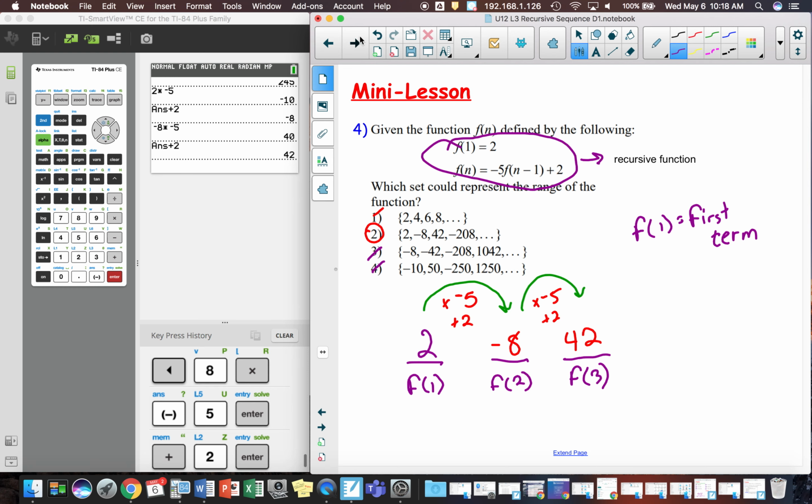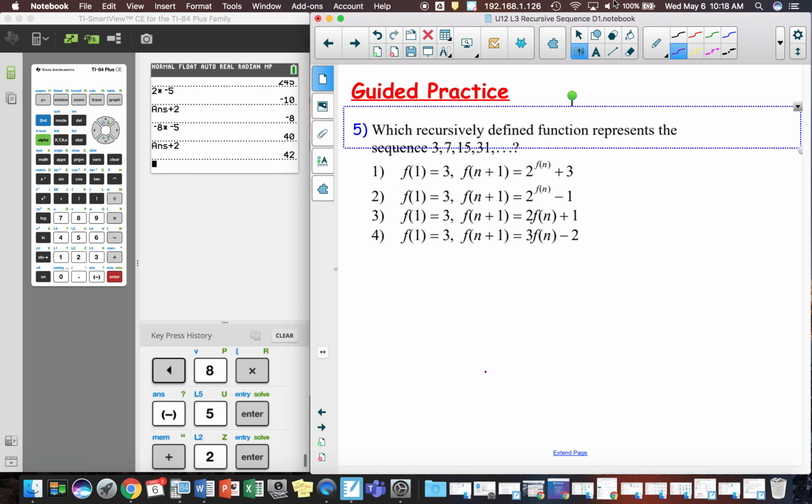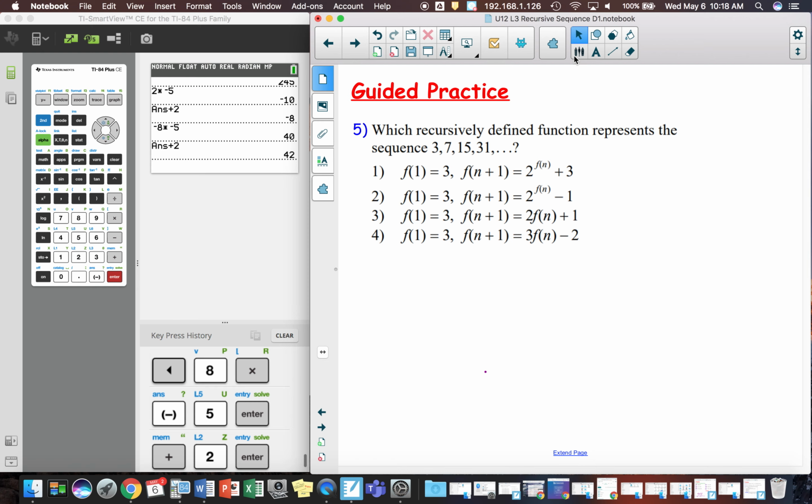I'm good. All right, moving on. And it says for this one, which recursively defined function. They are telling us it's recursive. Which recursively defined function represents the sequence 3, 7, 15, 31. Okay. Now, a couple of things. First thing is that it's saying that our first term is 3. So right now we can't cross anything out because that's true. Our first term is 3.